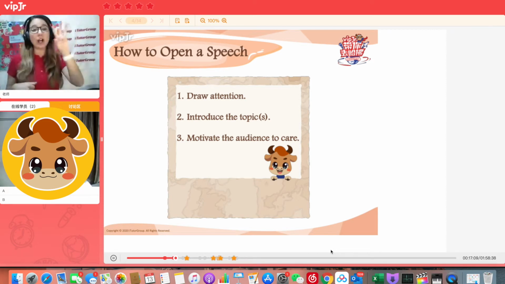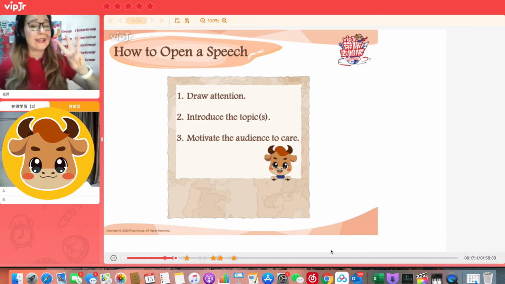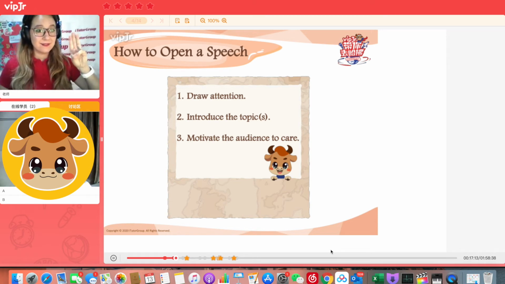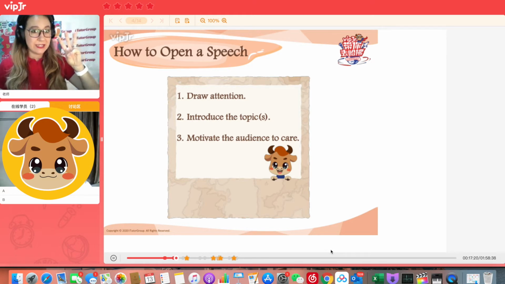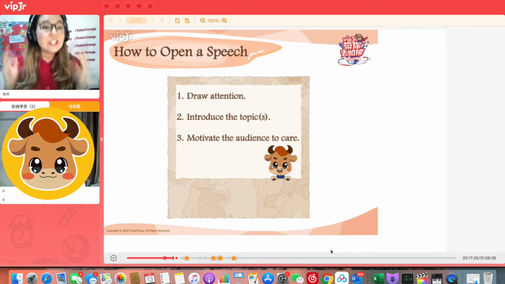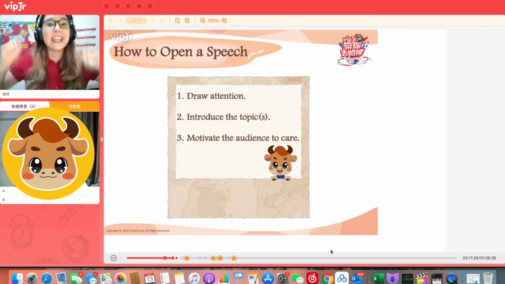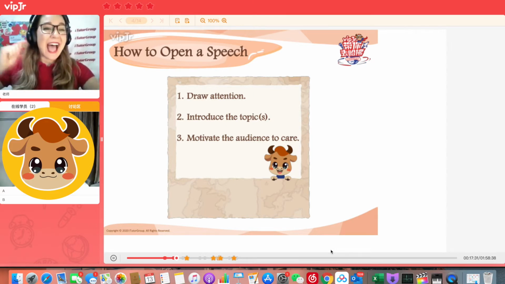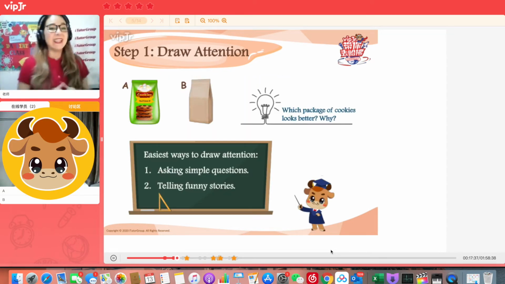And the third thing our introduction needs to have is what? Motivate the audience to care. Right? We need to motivate the audience to care. We need to show them why they need to listen to the speech. How it's going to benefit them is going to make them pay attention. Okay, so how to draw their attention?